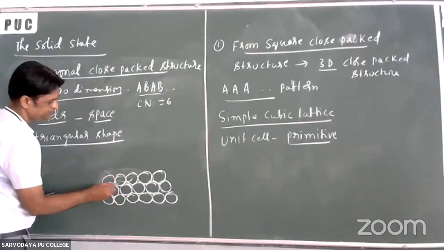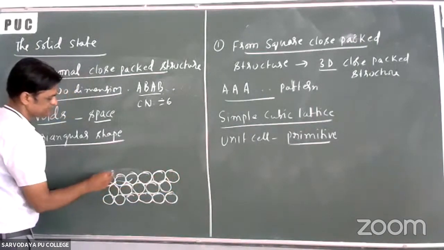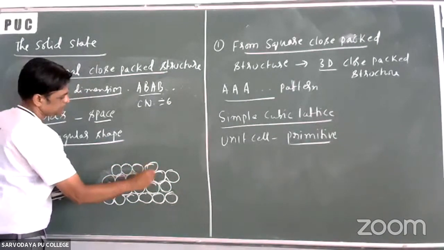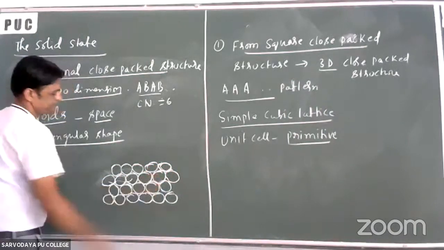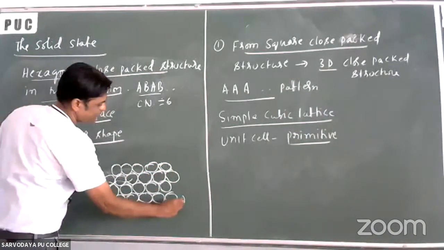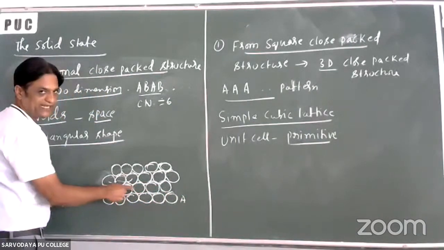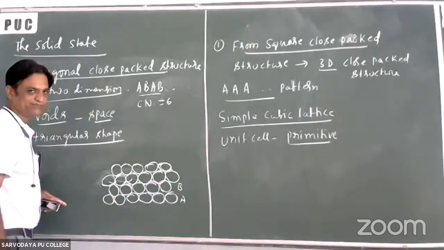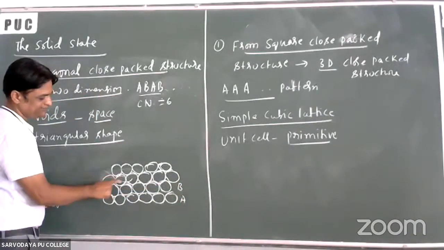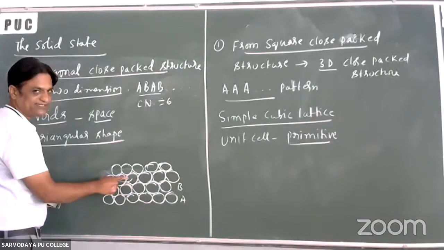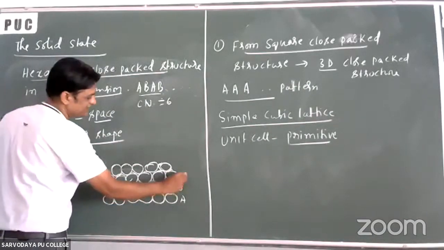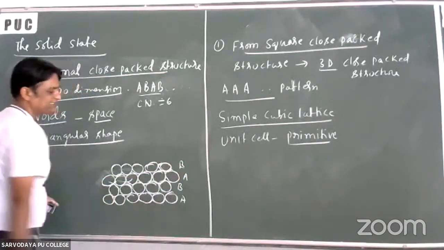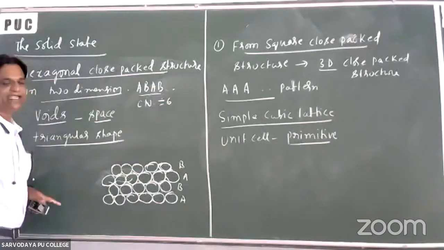This is third layer and fourth layer. See, this is layer A. Alignment of spheres in second layer is not same as layer A. That's why it is represented as B. And if you take the third layer, the alignment of layer 3 and layer 1, it is same. That's why it is called as A. Similarly, if you take fourth layer and second layer, alignment will be same. That's why the pattern is called as ABAB pattern.